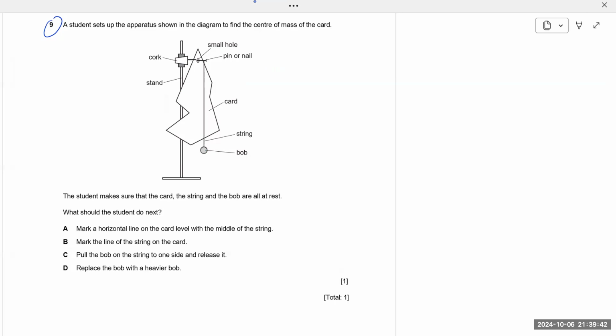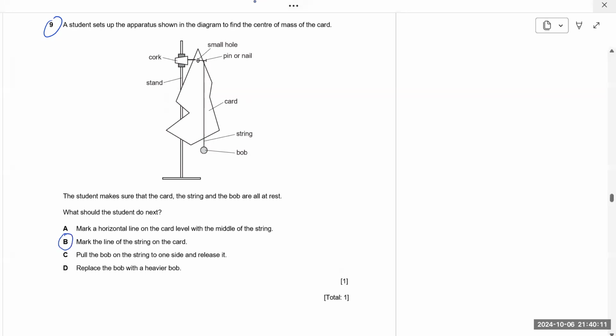طيب what should the student do next؟ احنا عملنا ايه؟ احنا حطينا we hung the shape and then we hung the plumb line with the bob. ماشي، أو the string with the bob. What should he do next بقى؟ mark a horizontal line on the card level with the middle of the string. mark a horizontal line كده؟ لا طبعا. mark the line of the string on the card.